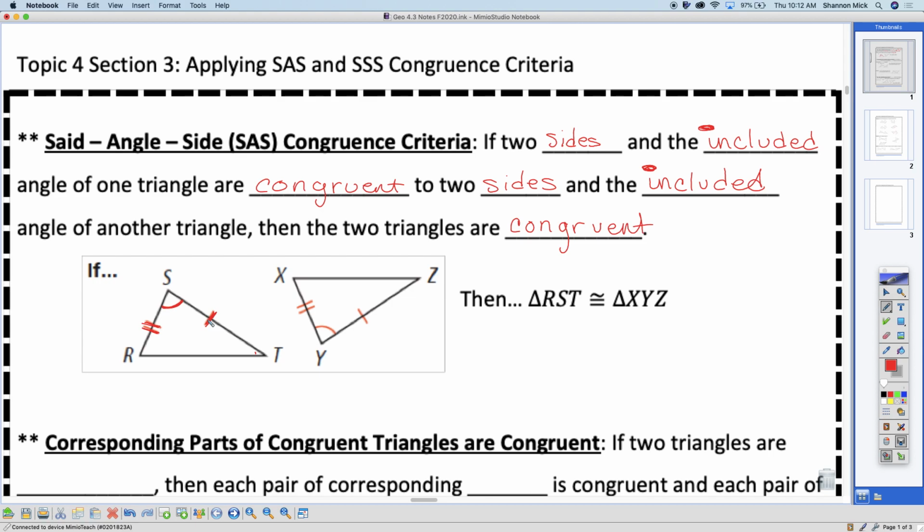So if S wasn't there, if I said that U and Z were congruent, would this work? No, because it's not side, angle, side. You can't say side, angle, side. It has to be right in a row. I didn't mean to erase that, but oh well, I'll erase it here.